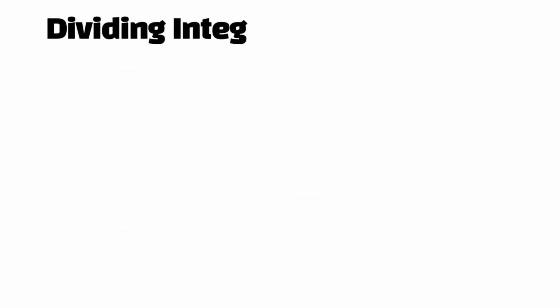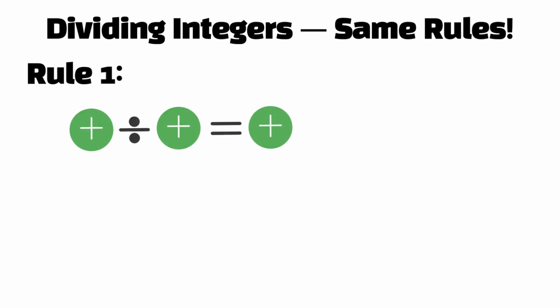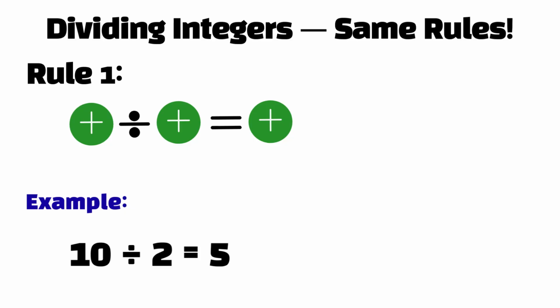Dividing integers? Same rules. Guess what? The rules for division are exactly the same as multiplication. Rule 1. Positive divided by positive equals positive. Example, 10 divided by 2 equals 5.